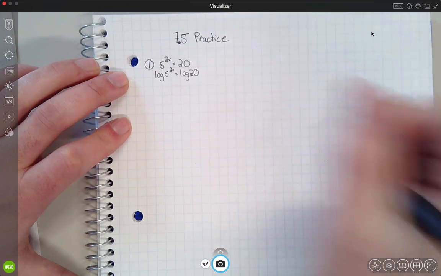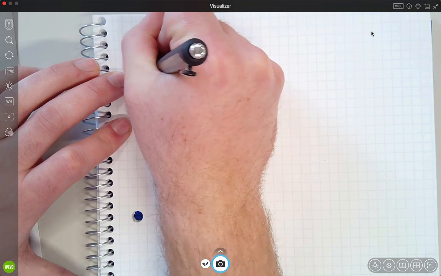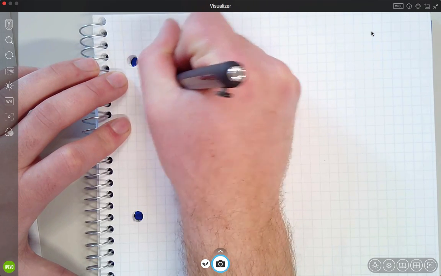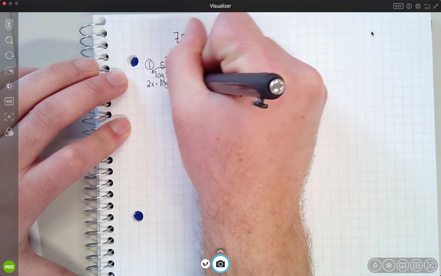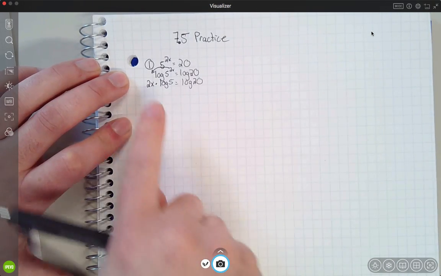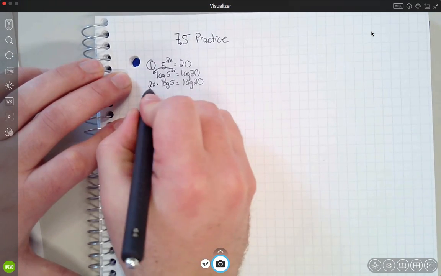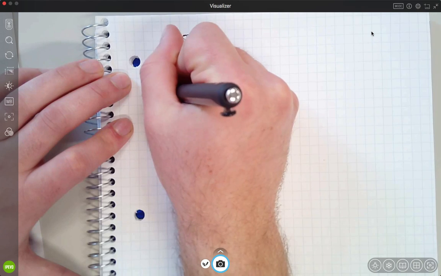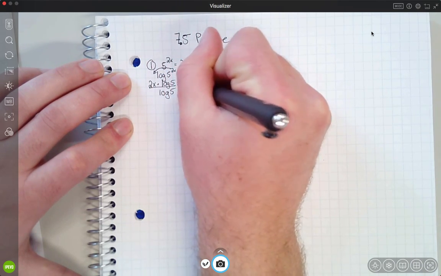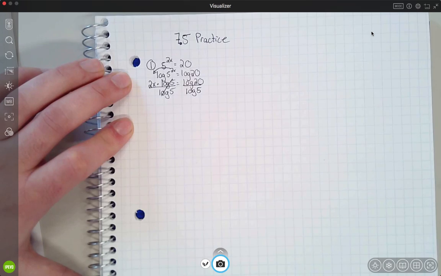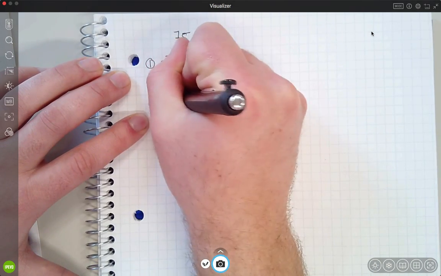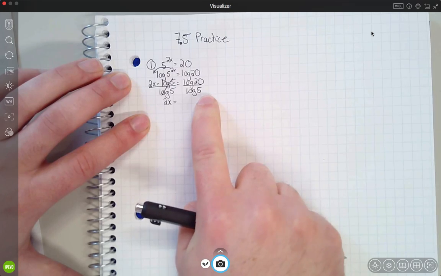Now I need to get the 2x out of that exponent, but now that it's in a log, I can use the properties of logs to say that this is 2x times the log of 5 and move that 2x to the front. The log of 20 will stay the same on the right-hand side. From there, I'm trying to get the x by itself, so I'm going to divide both sides by the log of 5. And that log of 5 on the left will cancel out. This leaves me then with 2x is equal to the log of 20 divided by the log of 5.